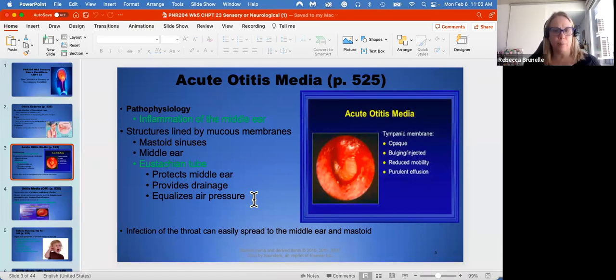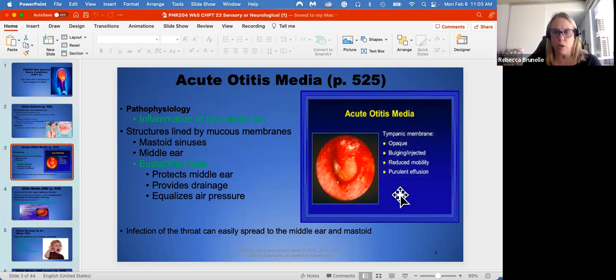Have you ever heard of them putting tubes in kids' ears or treating ear infections with tubes? The eustachian tubes in kids tend to be flatter, so they're not at the same angle and don't have the same ability to drain fluid from the middle ear. So they put tubes in, and that helps keep those tubes patent and helps kids that have problems with recurrent ear infections.